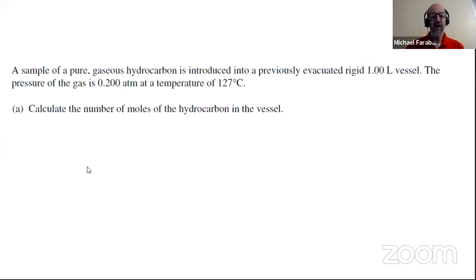All right, it says a sample of a pure gaseous hydrocarbon is introduced into a previously evacuated rigid 1.00 liter vessel. The pressure of the gas is 0.200 atmospheres at a temperature of 127 degrees Celsius. So part A asks you to calculate the number of moles of the hydrocarbon in the vessel. So since we do not know the chemical formula of this hydrocarbon, we cannot use the periodic table. We don't know how many grams there are.